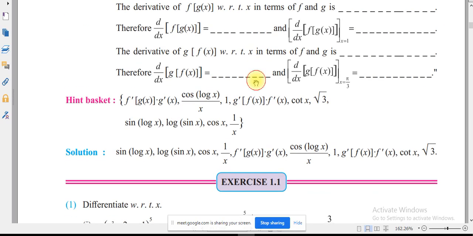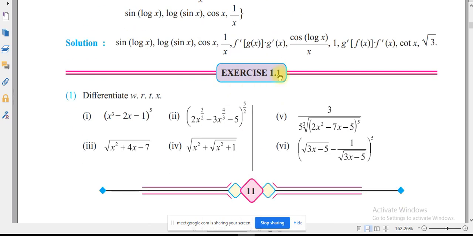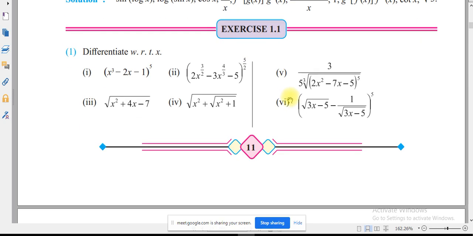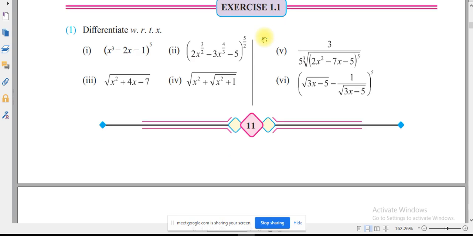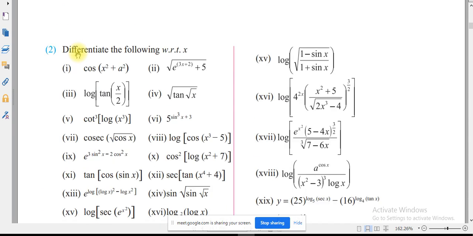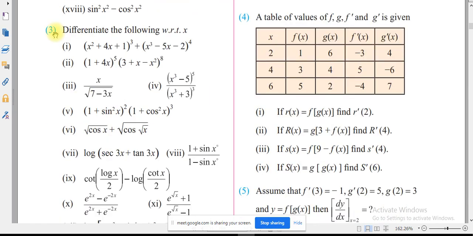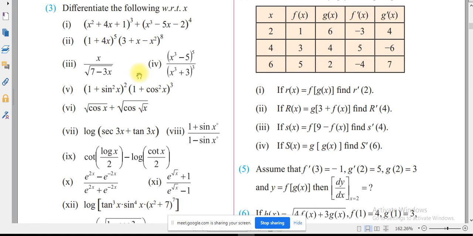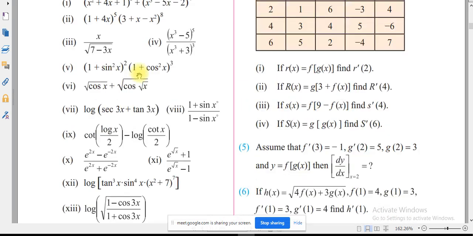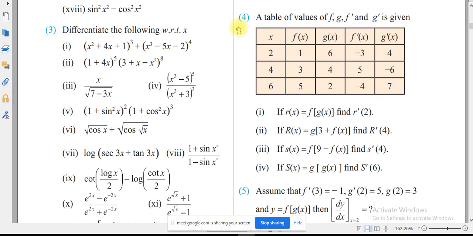Exercise 1.1 is what you all are supposed to solve. Okay, start doing this exercise 1.1. From this, first question you can do, or you can do second question. You can also do the third question. Out of that, whatever, and the fourth is a little bit different. So I will take you all through this one.